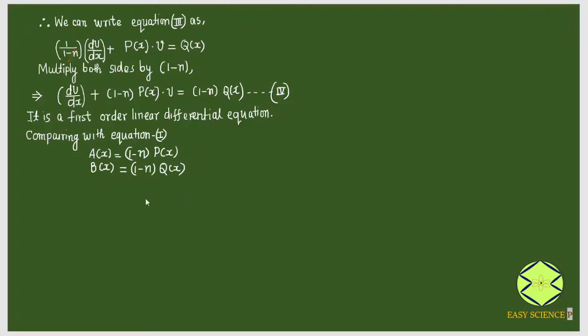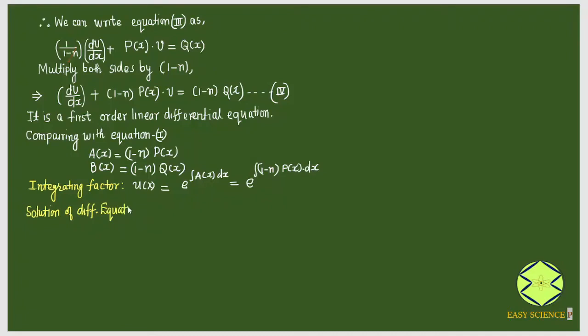So now, having obtained the value of a of x and b of x, we can find out the integrating factor. So the integrating factor, which we call u of x, is e raised to integration of a of x dx. So it is e raised to integration of 1 minus n p of x dx. We are just substituting the corresponding value, and the solution of Bernoulli's equation.